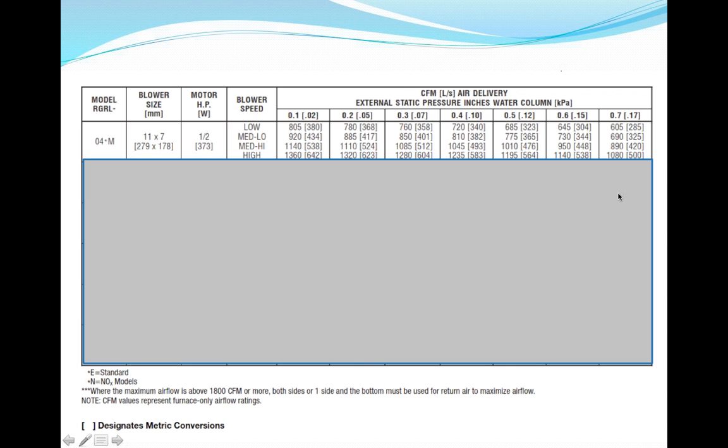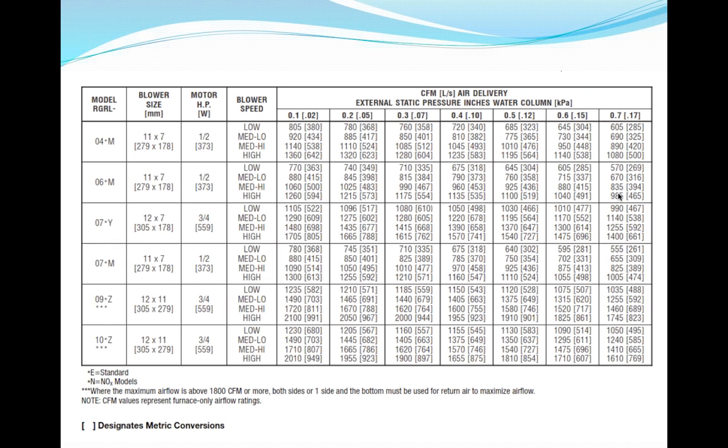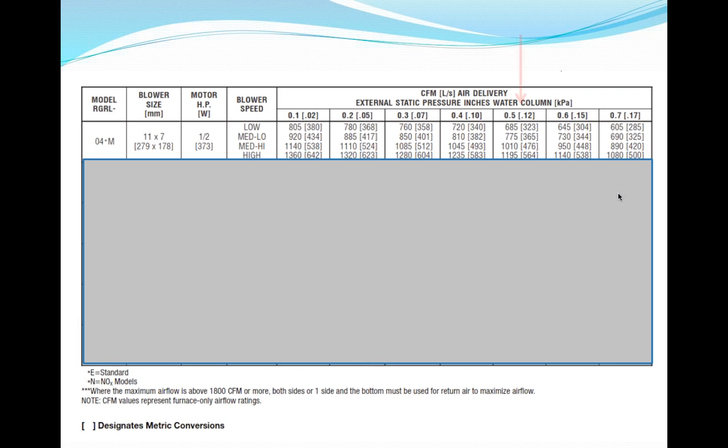Here we're looking at the 04-M model on this grill. So again, just block out the rest of the chart. We'll take a look at 1/2 inch of water column as the external static pressure that's measured. And again, here kilopascals are given. We're looking at the blower speed setting of medium-low, and it should be running at about 775 CFM.